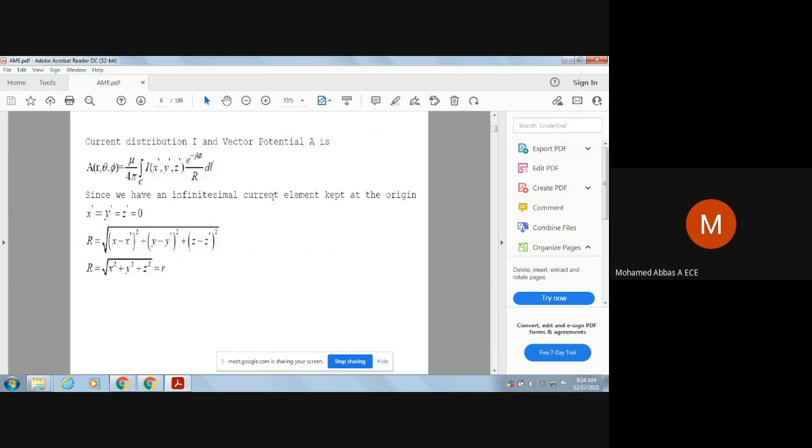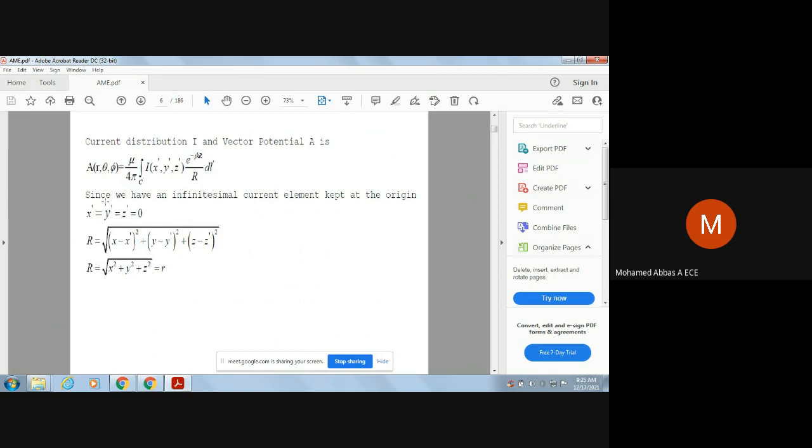Now to analyze, we are going to consider the vector potential, because only using the vector potential can we analyze the Hertzian dipole in the spherical coordinate system. The vector potential is denoted as A. So A, a function of r, theta and phi, equals mu by 4 pi times the integral of I of x dash, y dash and z dash, into the exponential term e power minus jkr by r, into dl dash. Since we have the infinitesimal current element at the origin, x dash, y dash and z dash are all equal to 0.